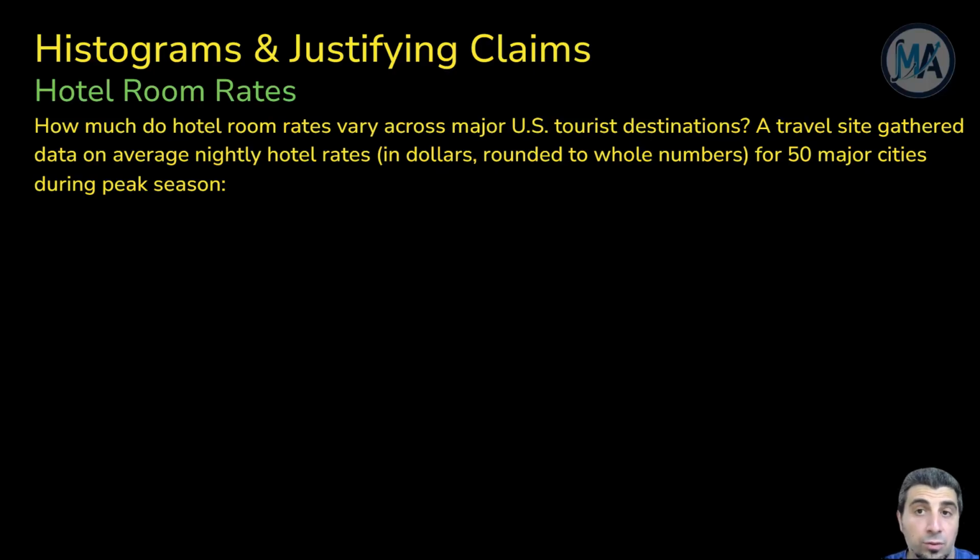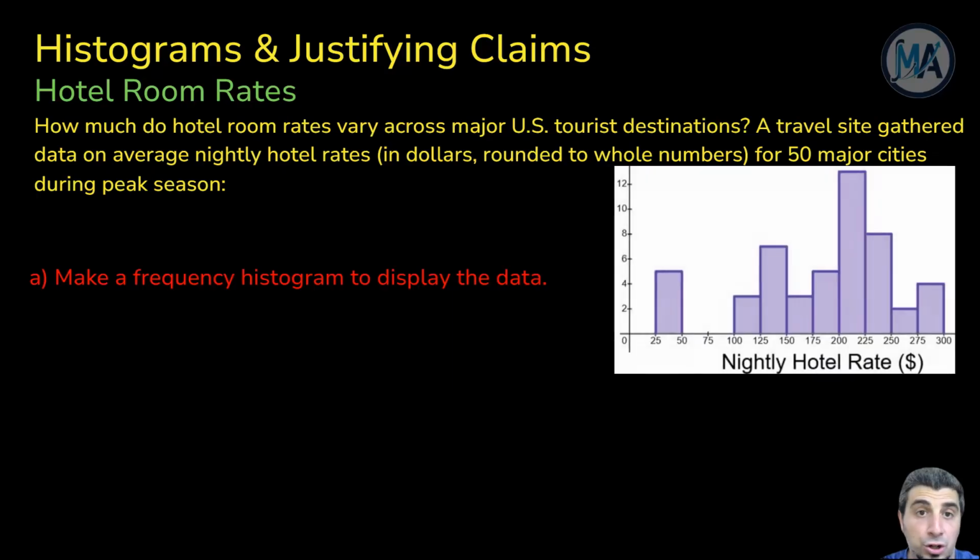In this example, we're grouping continuous data into a histogram. Here we have hotel room rates for 50 cities. Building a histogram takes three main steps. First, you want to choose equal width intervals. So in this example, we're going to group rates into bins like 0 to 25, 25 to 50, 50 to 75, and so on, all the way up to 300.